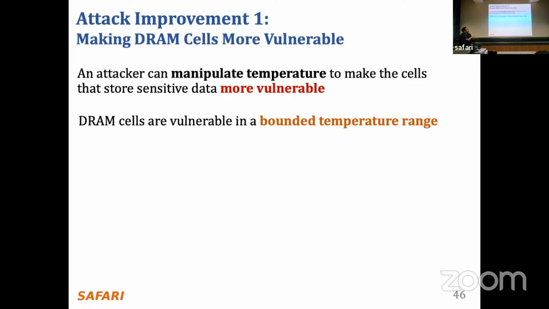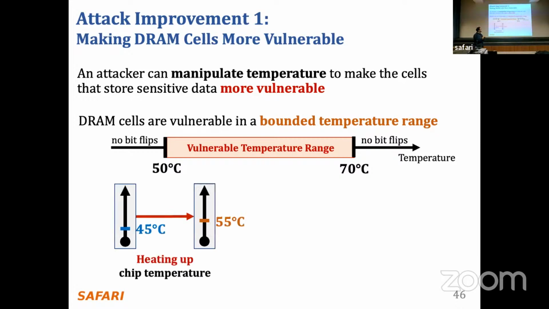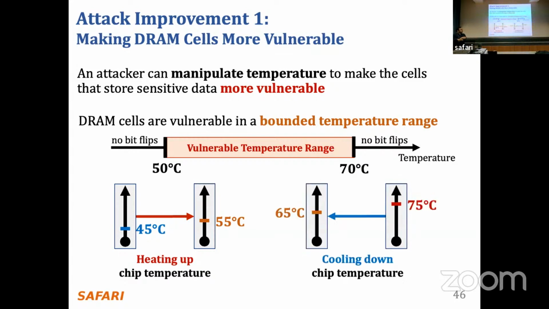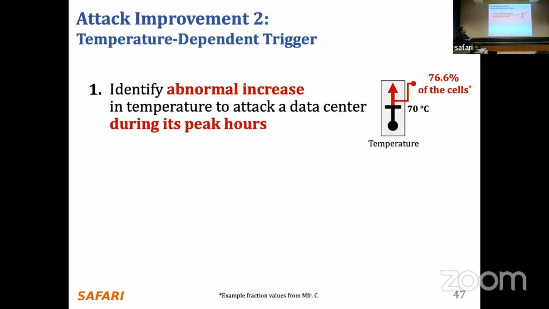And we observe that DRAM cells are vulnerable in a bounded temperature range, right? So this is, again, a reminder of the vulnerable temperature range definition. Let's say that our data is stored in some DRAM cells that are vulnerable to RowHammer between 50 and 70 degrees Celsius. And the operating temperature was 45 degrees Celsius. So you heat up the chip temperature and reach 55, and you're in the vulnerable temperature range. Or you were at 75, you cool down, and then you reach 65, and boom, you're in the vulnerable temperature range. So you can perform RowHammer in an easier way. Of course, it requires a strong threat model, right?